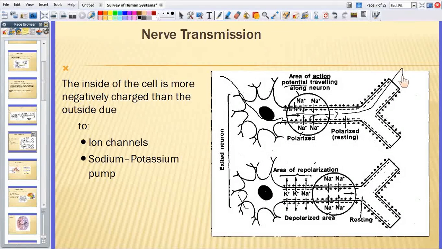Once the electrical impulse has passed by, the sodium channels will close and potassium channels will open. The potassium ions will flow out, and that will make the interior negative again, and so the movement of the electrical energy will stop.